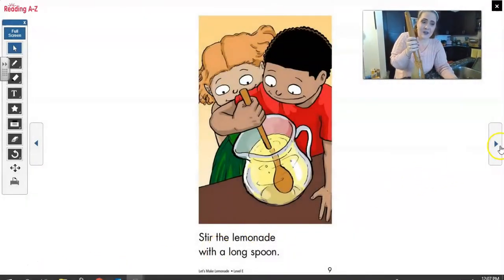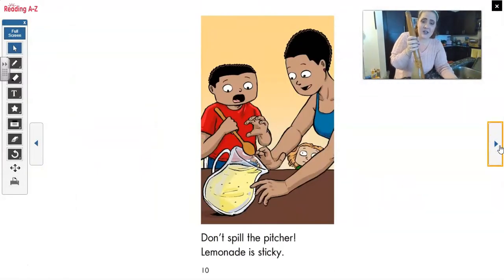Stir the lemonade with a long spoon. Don't spill the pitcher. Lemonade is sticky.